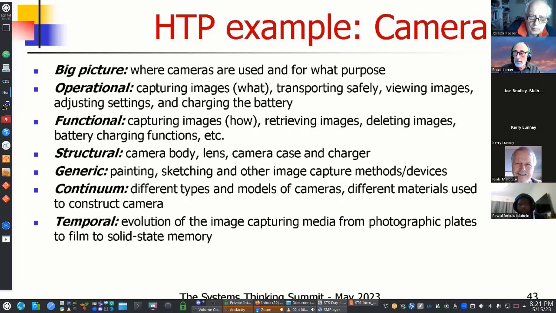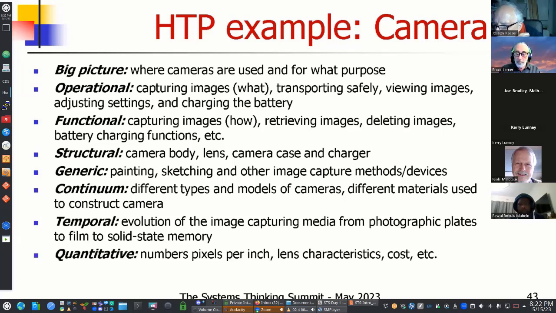The temporal perspective would deal with the evolution of the image capturing media from photographic plates to film to solid-state memory. It reminds us that the way it was done in the past is not the way we're doing it now, and will probably not be the way we'll do it in the future. And the quantitative perspective gives us numbers: number of pixels per inch or centimeter, lens characteristics, the grain of the film, the cost, and so on.